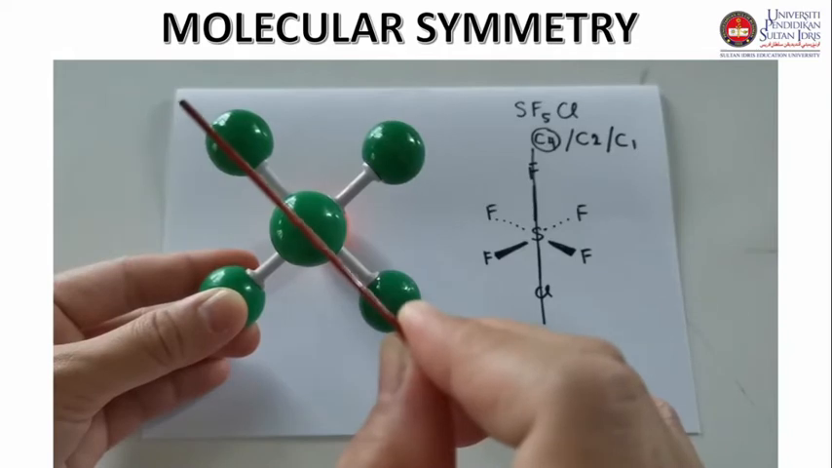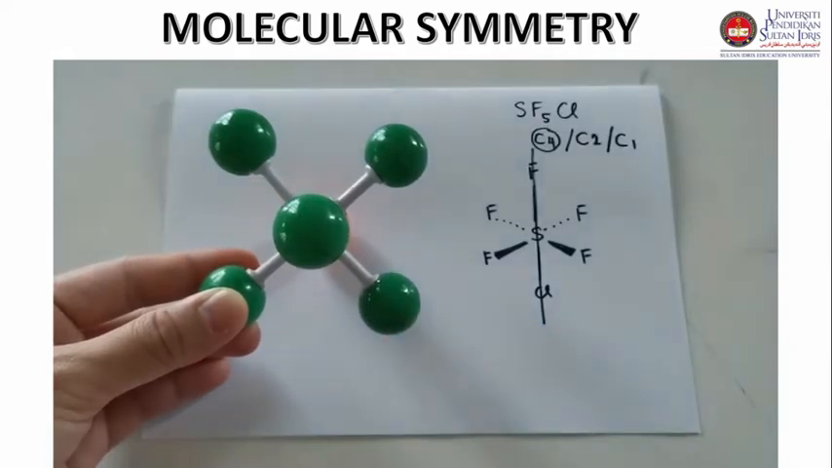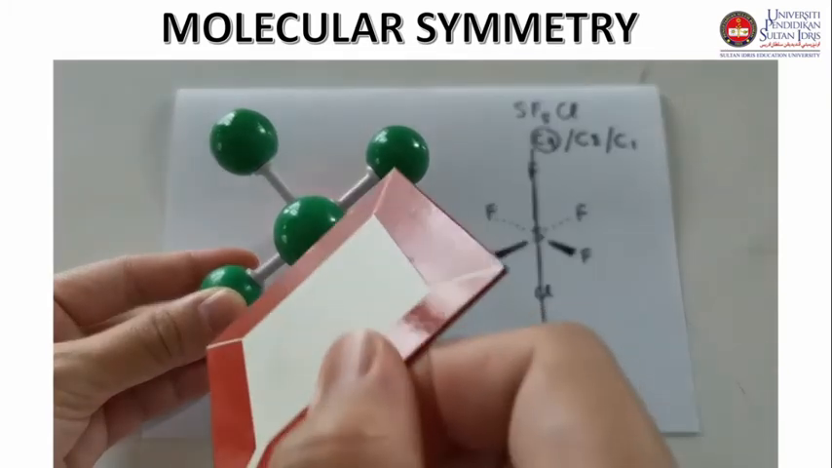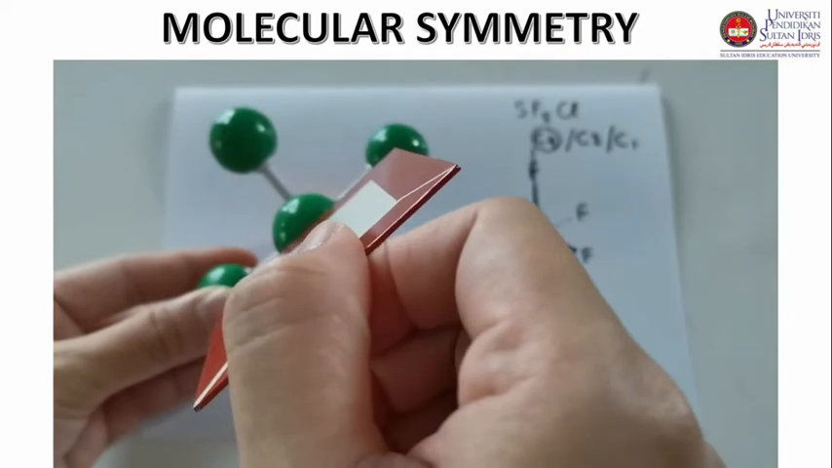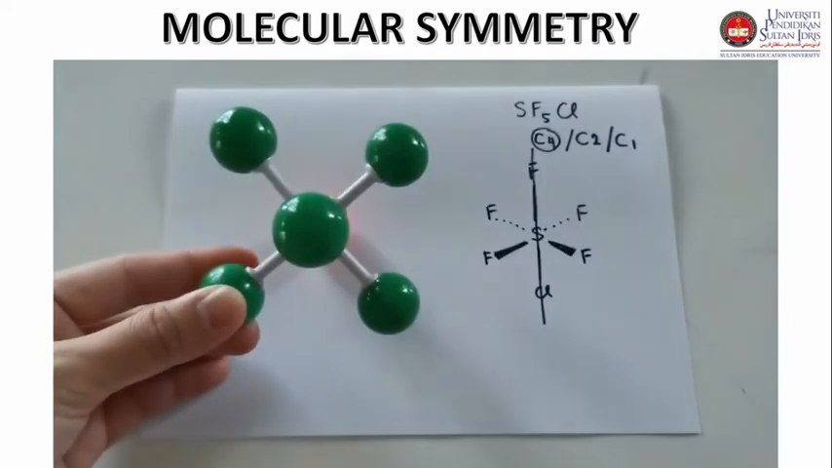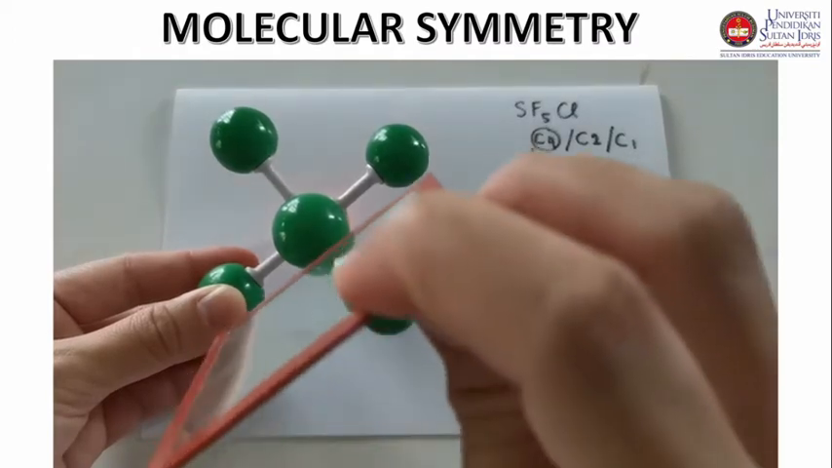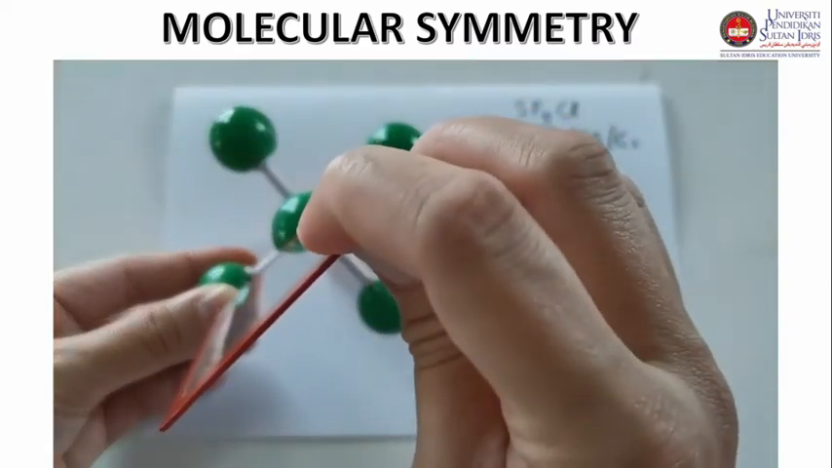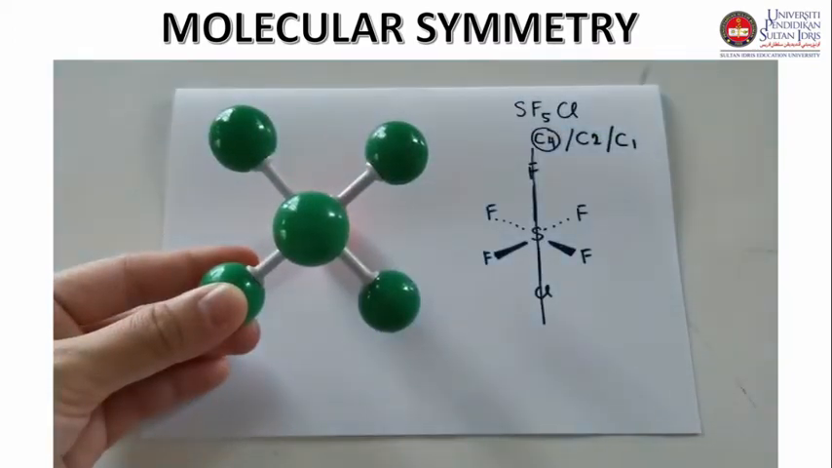One vertical plane, as you can see shown in the picture, and another vertical plane also exists along C, along fluorine's, in this top view, as you can see. So there are two vertical planes and two dihedral planes in this molecule.